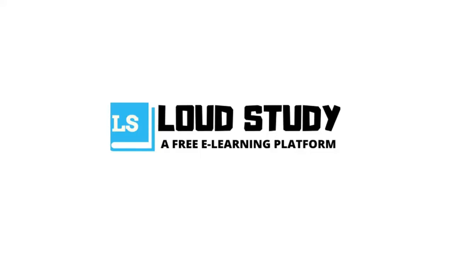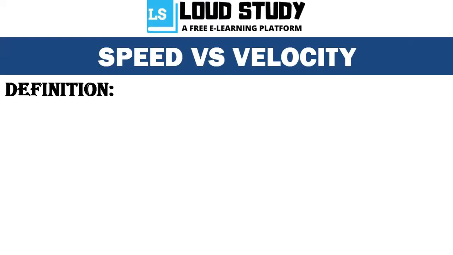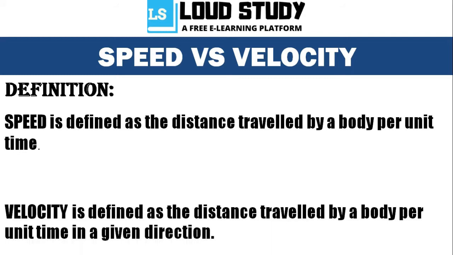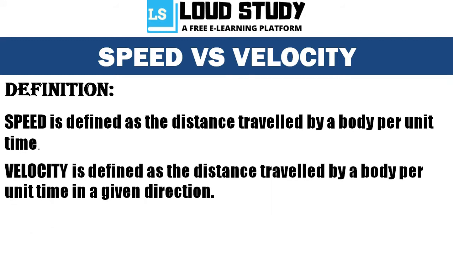Today in this tutorial we will see the difference between speed and velocity. So coming to the definition of speed. Speed is defined as the distance traveled by a body per unit time, whereas velocity is defined as the distance traveled by a body per unit time in a given direction. So here we are talking about direction.